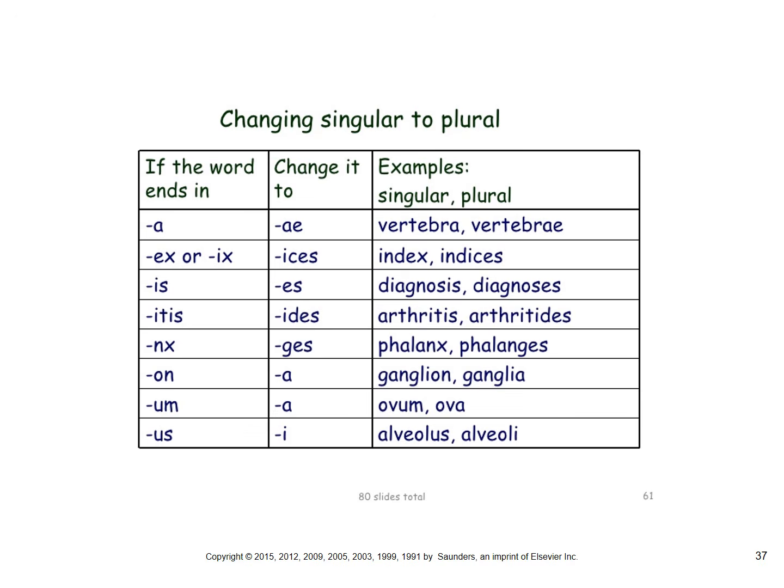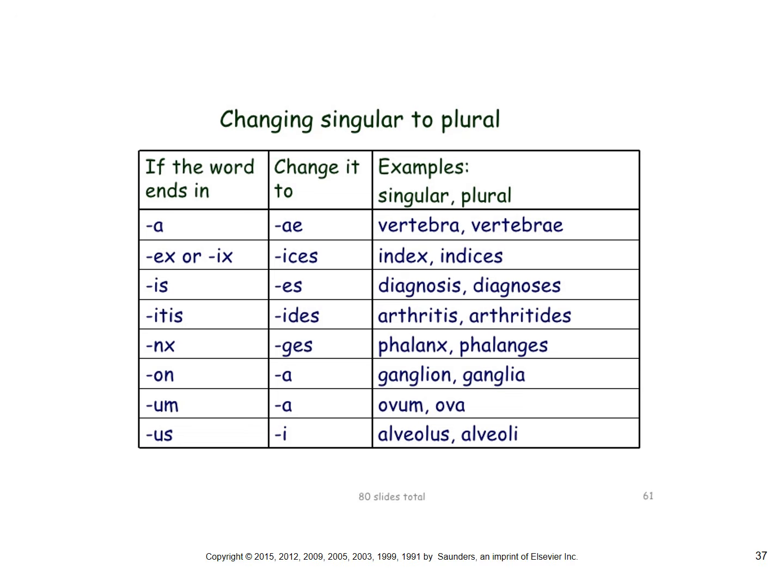ITIS becomes ITIDES. So arthritis is arthritides. NX changes to GES. So phalanx, which is a little bone in your finger or your toe, becomes phalanges. So one phalanx, many phalanges. ON changes to A, so ganglion changes to ganglia. UM changes to A, so ovum, which is an egg. If you're talking about many eggs, it's ova.